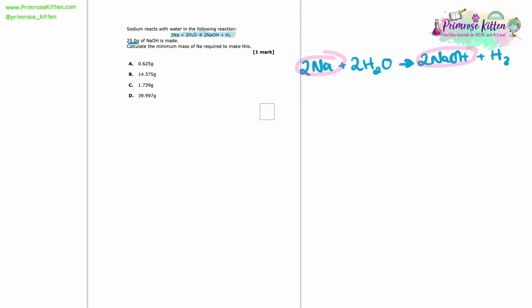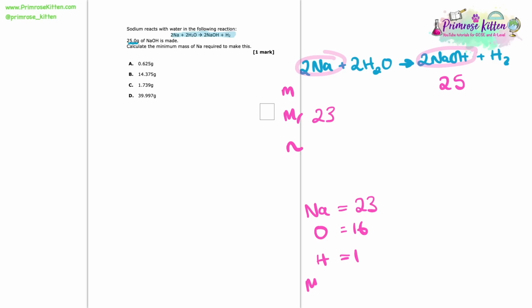So next up, I would do 3 rows, one for mass, one for the MR and one for the moles. So I know that we have 25 grams of sodium hydroxide. I can also use the periodic table to say, okay, sodium has an MR of 23. I can fill that in here. I know that oxygen is 16 and hydrogen is 1. So the MR of NaOH will be 23 plus 16 plus 1.